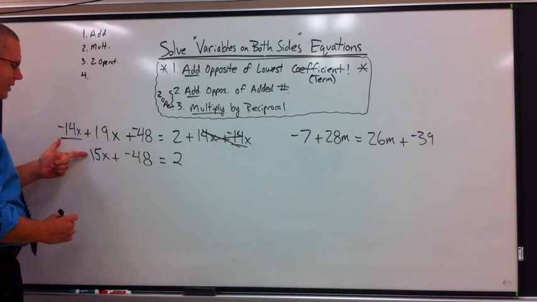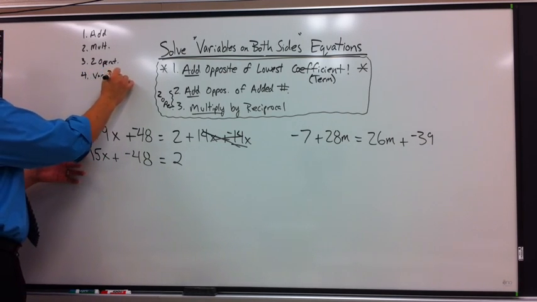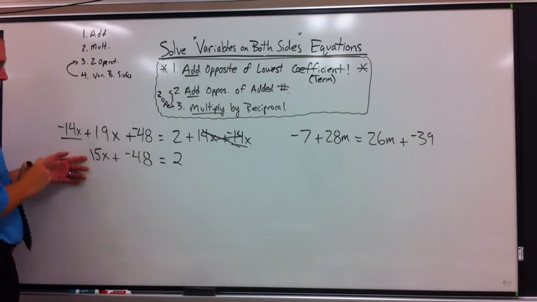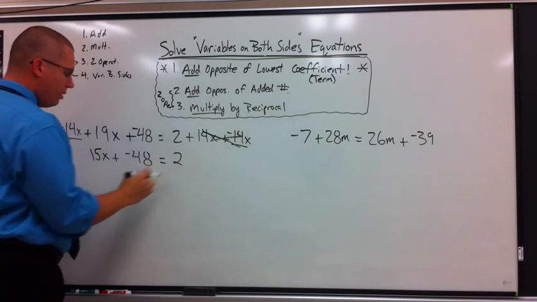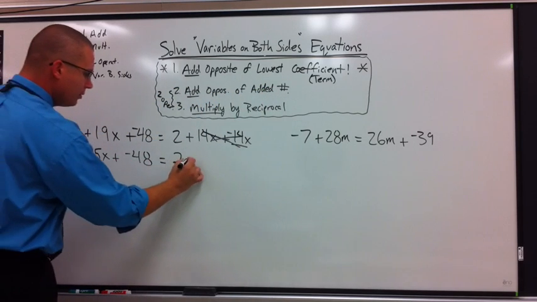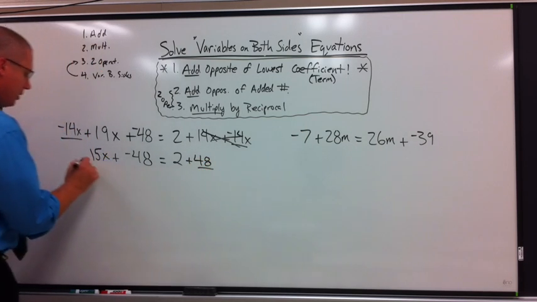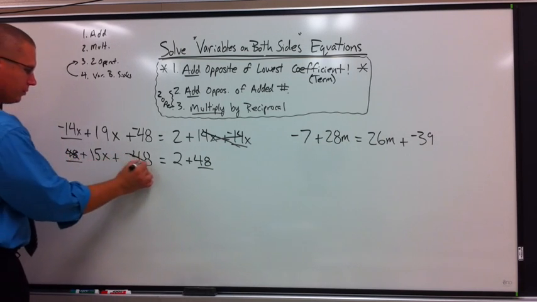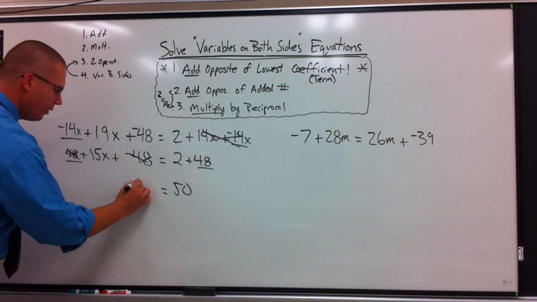If you look, this is variables on both sides, and it has now turned into a two operation equation. Add the opposite of the added number. This is my added number. Add positive 48 to both sides. Negative 48, positive 48 go to 0. 50 equals 15x.